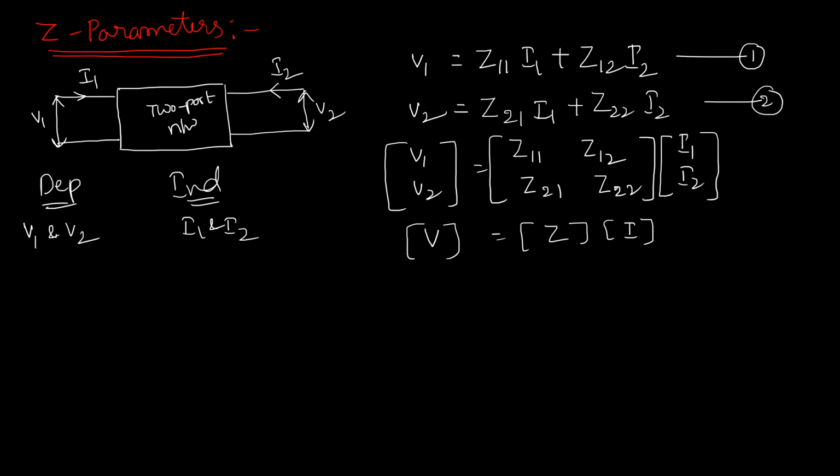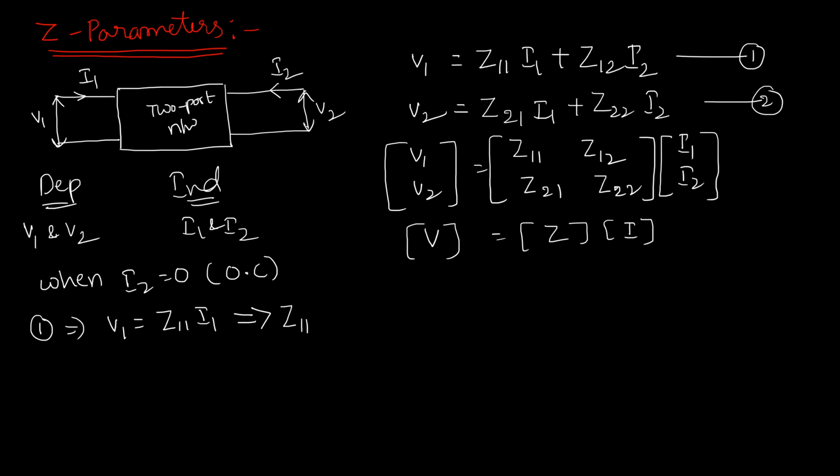Okay, let us consider the case when I2 equal to 0. As we already know, current 0 means it will be open circuited. Okay, so from the first equation, V1 equal to what? Z11 I1. That's it, because I2 is 0. So from this equation we are able to calculate Z11 as V1 by I1. So this impedance is called input impedance. So here port 1 is called input port and port 2 is called the output port. Or if you don't like input output, then you can call it port 1, port 2, no problem.